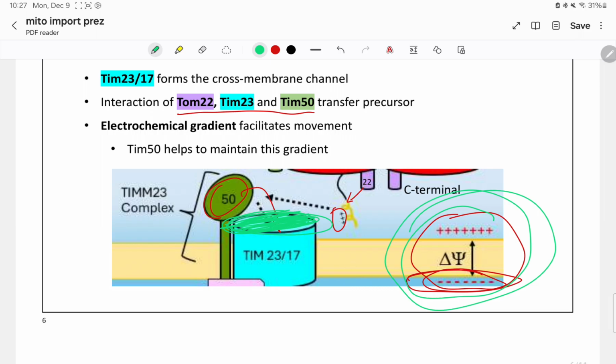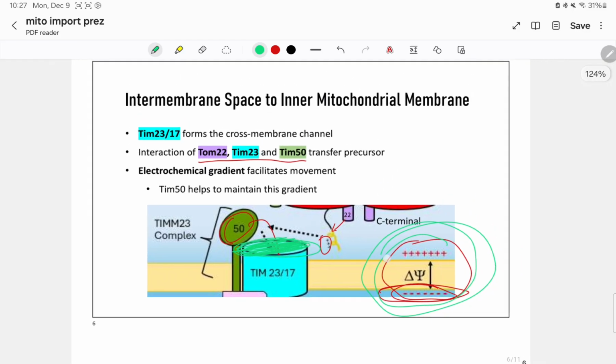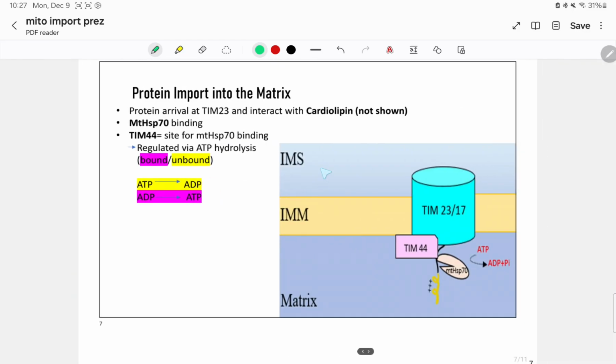And it maintains the mitochondrial membrane potential, which is very crucial for not only making ATP, but protein import, okay? Now, there are other things here that actually help with the transfer, which I'm going to talk about here, okay? The protein import into the matrix, okay, is going to be a little bit more tricky, okay?